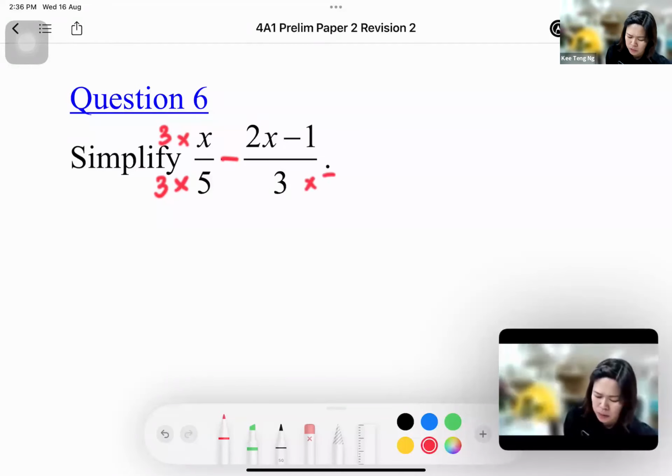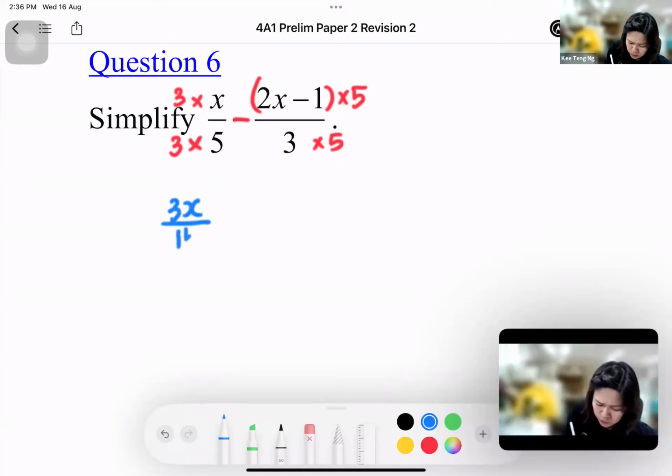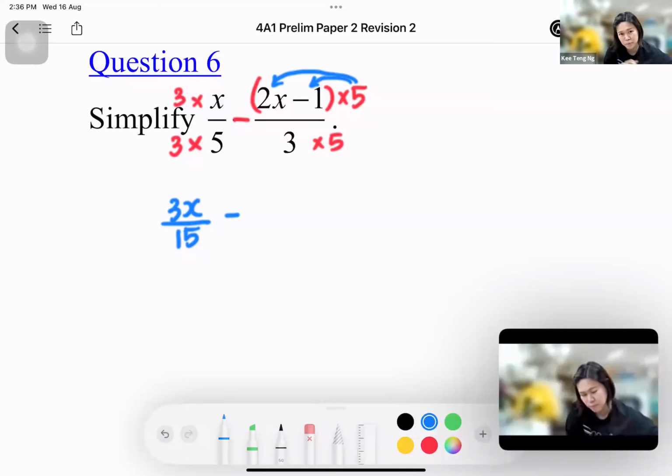Then here I times 5, the whole thing over here times 5. So first step, we expand out the number first. So this is 3x over 15 minus, it's subtraction so be careful. The 5 must multiply to the numerator. What do we get for our numerator? Expand the numerator.